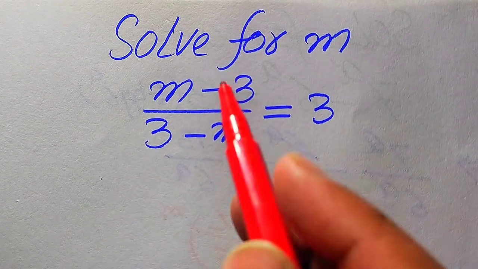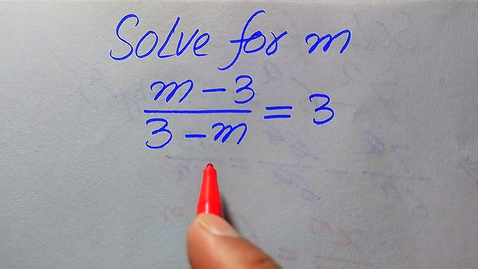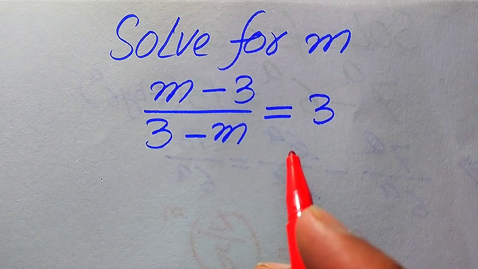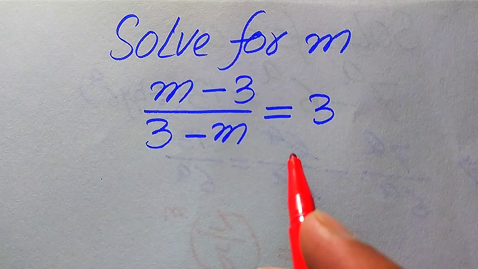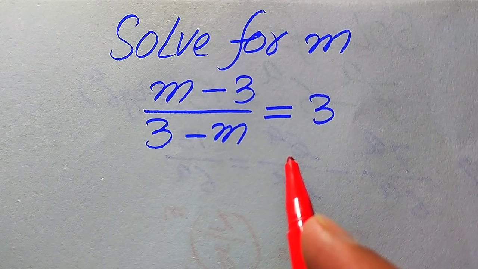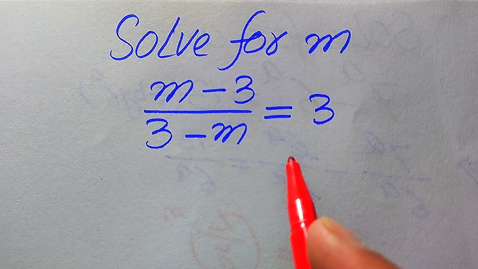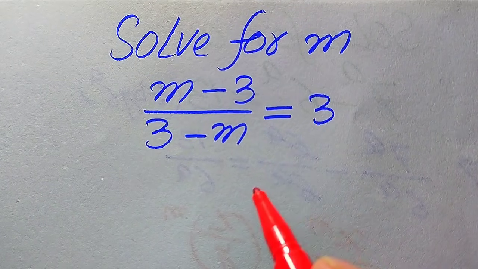So here we have (m minus 3) divided by (3 minus m) equals 3, and we solve this problem for all the values of m. First we need to find all the roots of this equation, and at the last we will verify which of the roots are solutions and which of the roots are extraneous roots. Further, we solve this problem by two methods.